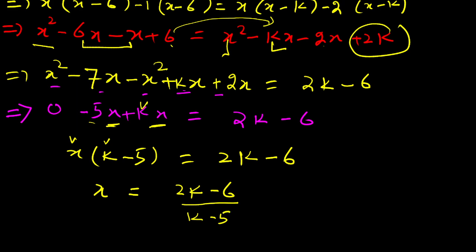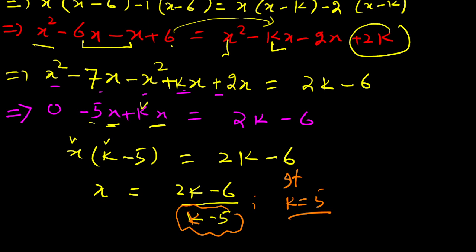Here you can observe, just pause the video and try to guess what I am going to tell you. If you take k equal to 5, the denominator becomes equal to 0, because 5 minus 5 is 0, and you can't divide by 0 because division by 0 is not allowed here.